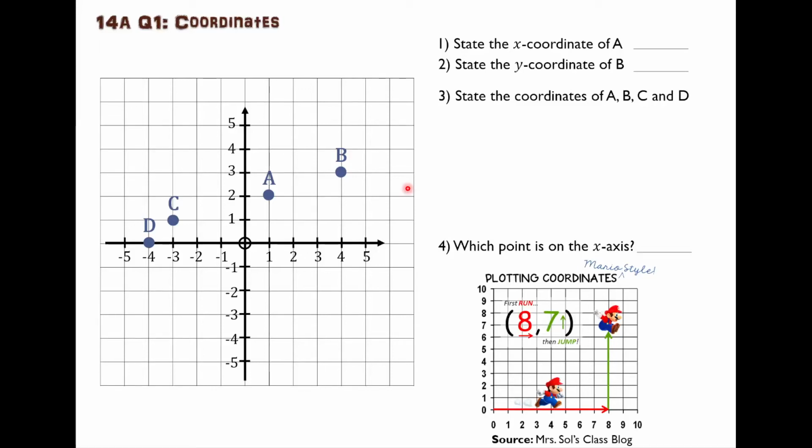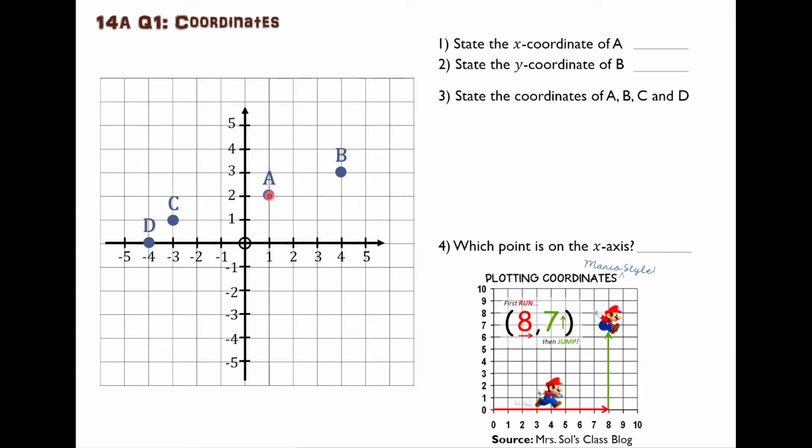Coordinates. Coordinates are a way of identifying where something is. On a Cartesian plane, like this, on a map, in a game, anywhere. The way that coordinates work is if I want to say where this point is, this point A, it has an x coordinate and a y coordinate. It has two numbers. And here, for the first question, we're asked to state the x coordinate. What is the x coordinate of this point here?